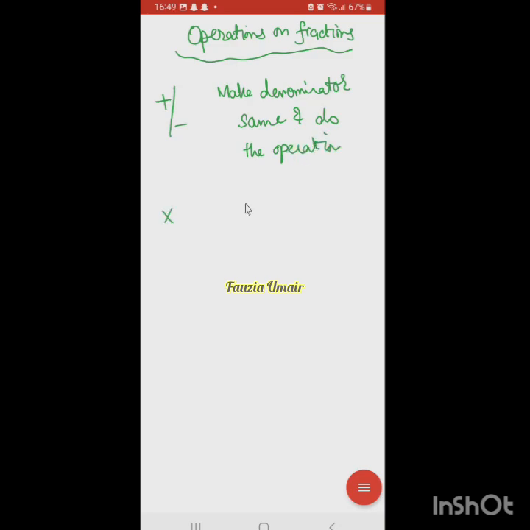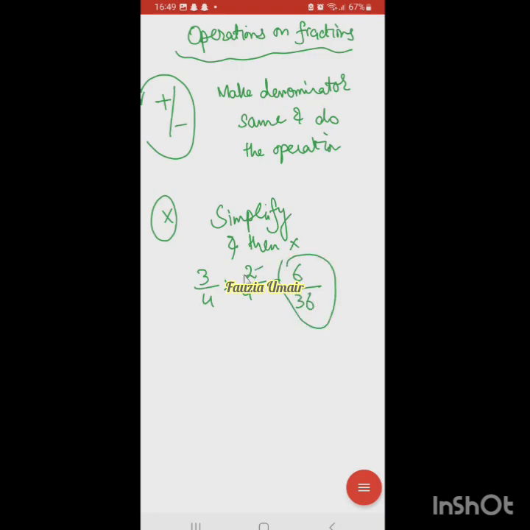How to multiply? Multiply the numerator with the other numerator. That's right. But before that, simplify and then multiply. For example, let's say 3 by 4 is multiplied with 2 by 9. One method students usually use is to write 6 by 36 and then cancel. Instead, we should simplify before multiplying. So 2 twos are 4, 3 threes are 9. We are left with 1 by 6. That is the answer. So the rule says simplify and then multiply.